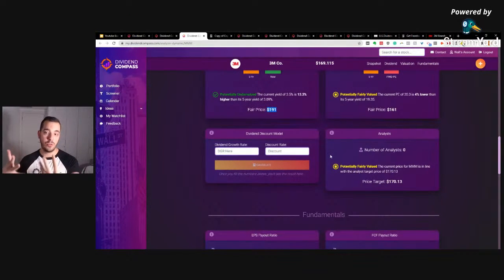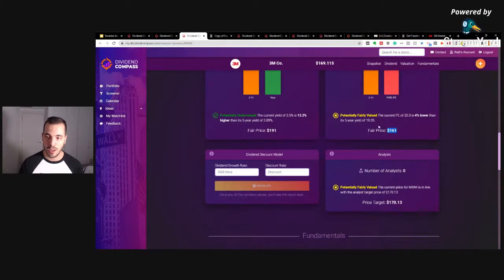The next step is to look at what analysts are saying. Analysts on Wall Street reckon that a fair price, the price they recommend on average to buy 3M, is $170. That's pretty much the price it's at now, and not too far from this one, a little bit far from this one. So already we're getting an idea.